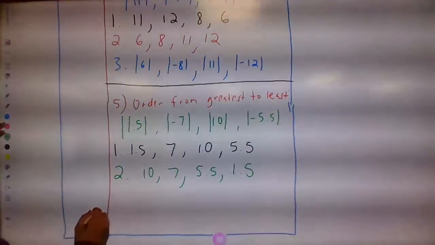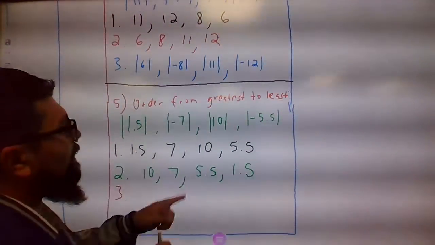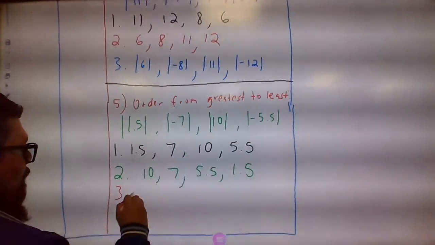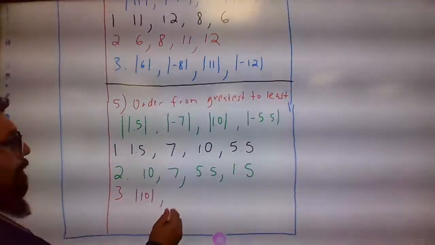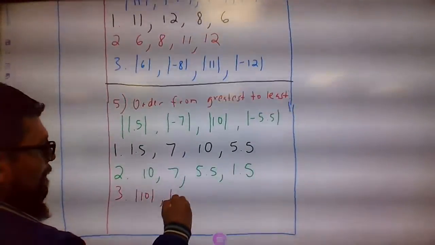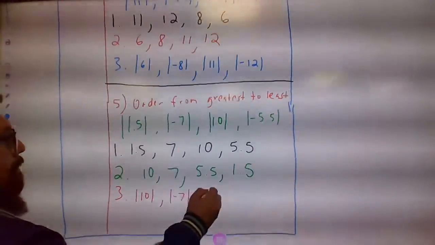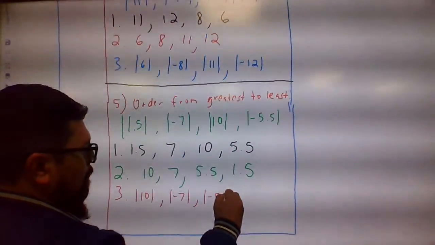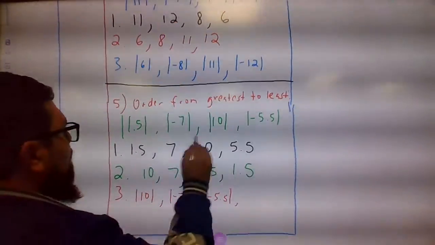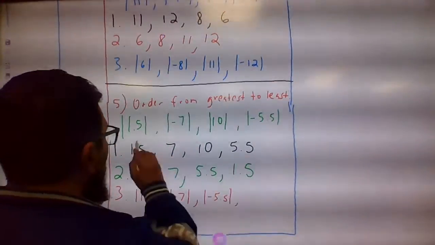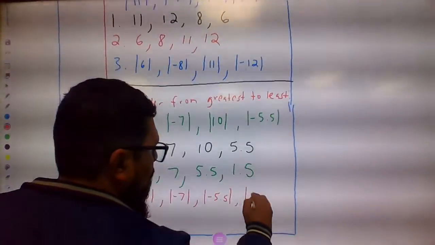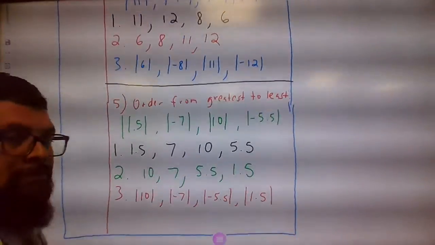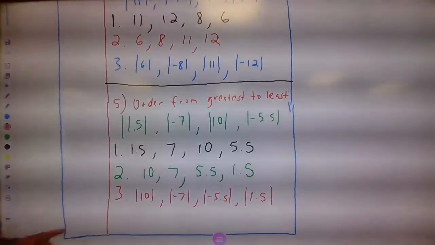And now step 3 is, let's change them back to absolute value form. So this 10 was this guy, 7 was this guy, 5.5 was this guy, and then lastly was 1.5. So it's this guy right here. Okay, we're done. So we're done with example 4 and example 5.